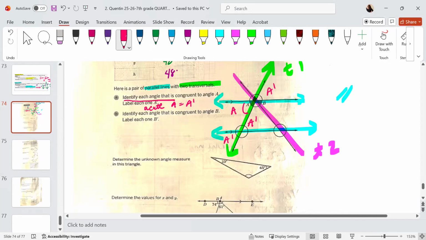Because it makes a Z. So you see it starts here and then it goes down and then it goes there. Where's the Z? Show me the Z. No, you have to make the Z with the two parallel lines. You can't use the green and the pink one. It has to be the parallel lines.